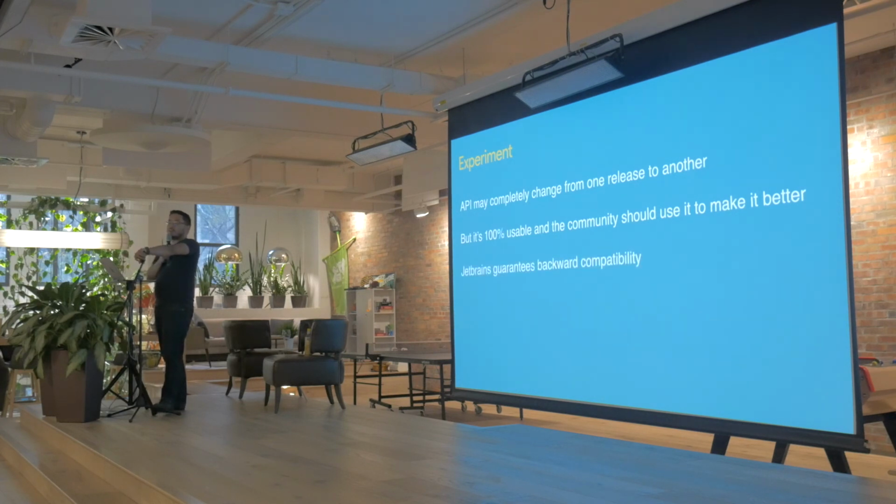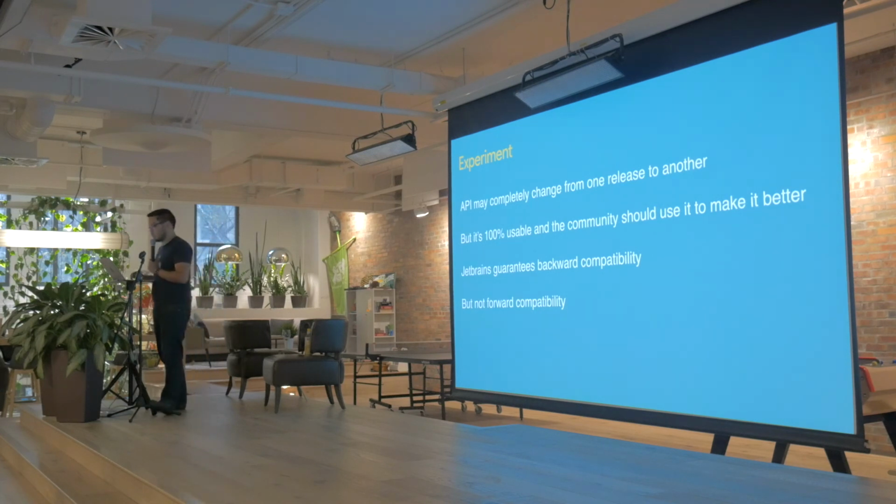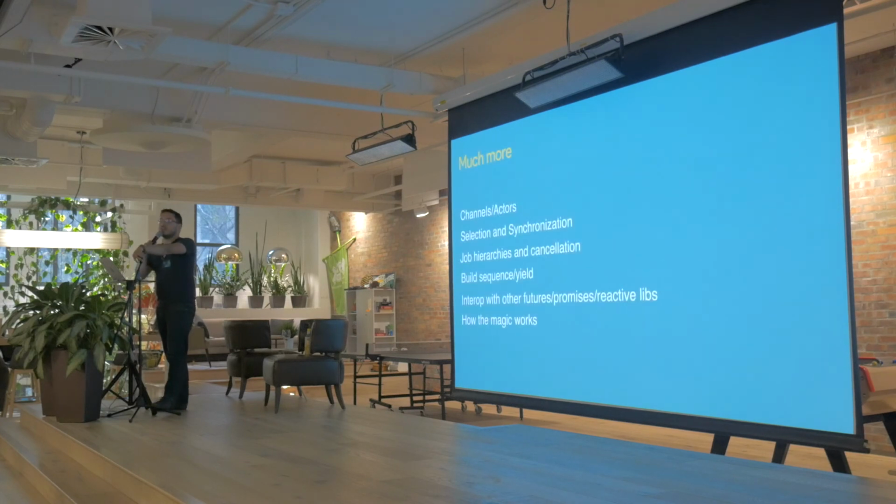JetBrains guarantees backward compatibility. So if you wrote your code using coroutines from Kotlin 1.1, when Kotlin 1.2, 1.3, 1.4 comes out, your code is still gonna work. But they don't give any forward compatibility, so that means that whatever comes later, it's for sure not gonna work on the old versions. They also give themselves the right to change the whole API, so if you learn it in a way, they may change it another way in the future.